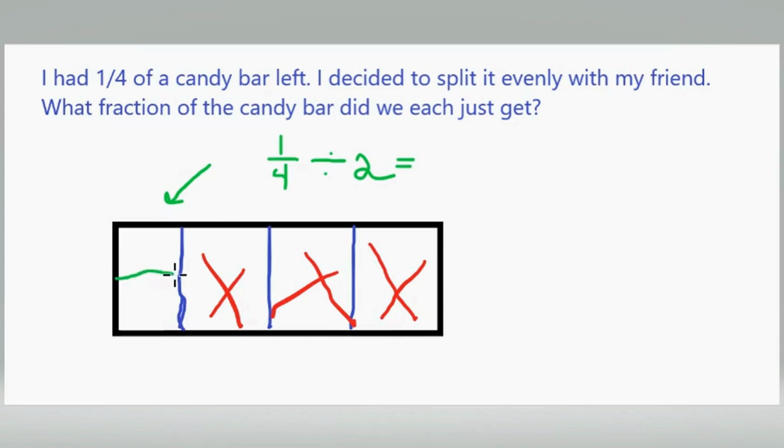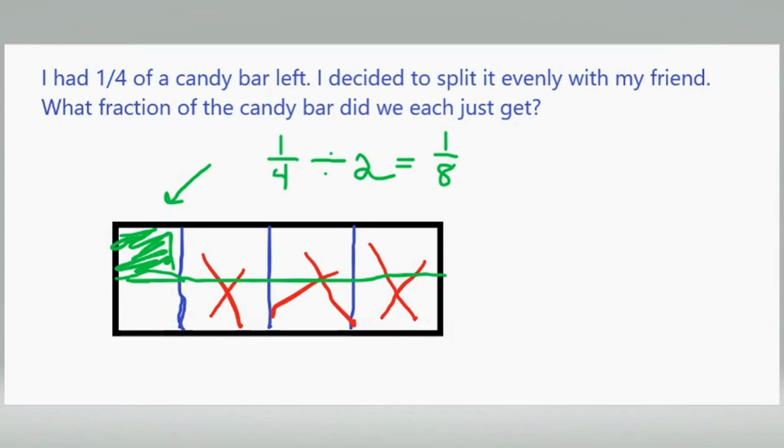But when we do that, we're going to have to think about the original whole candy bar. So we are each going to get one of these pieces that are left, right? So let's figure out how much that is. Our numerator is going to be 1, and our denominator is 1 out of how many pieces total? So let's count 1, 2, 3, 4, 5, 6, 7, 8. It's out of 8. So we each just got 1/8 of the candy bar.